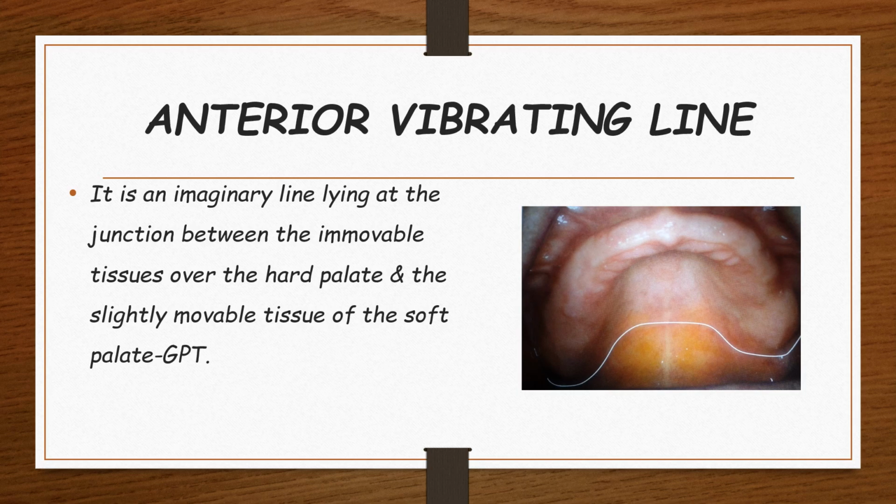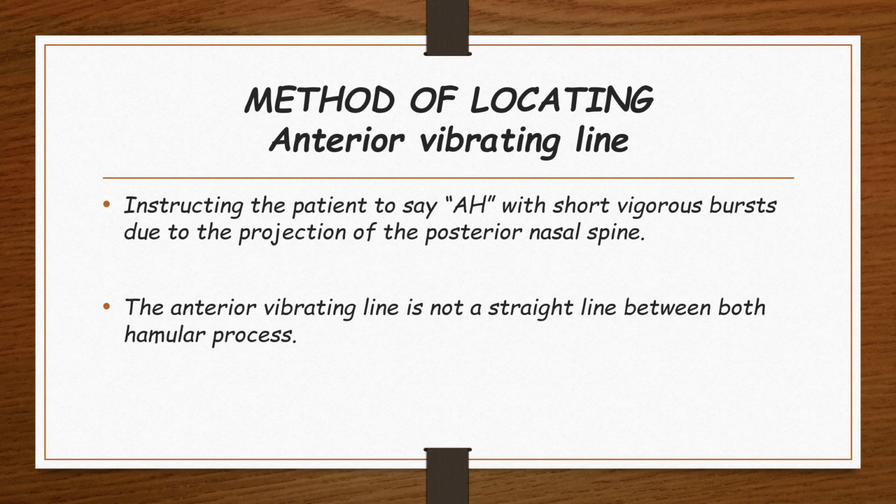So what is an anterior vibrating line? It is an imaginary line lying at the junction between the immovable tissues of the hard palate and the slightly movable tissues of the soft palate. You can see the shape of the anterior vibrating line here. So this shows the demarcation between the non-movable tissues of the hard palate and slightly movable tissues of the soft palate. So how do you locate it? It can be located by asking the patient to say "ah" with short vigorous bursts.